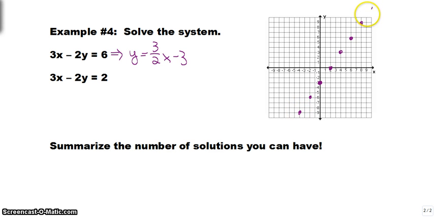And then I have my line. Now I can do my second line. When I solve for y, I get y equals 3 over 2x minus 1. So I plot a point at negative 1, and I'm going to count up 3 and over 2. And then over here, I'm going to be going down 3 and over 2.